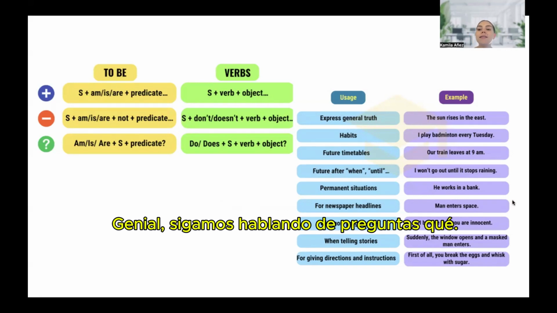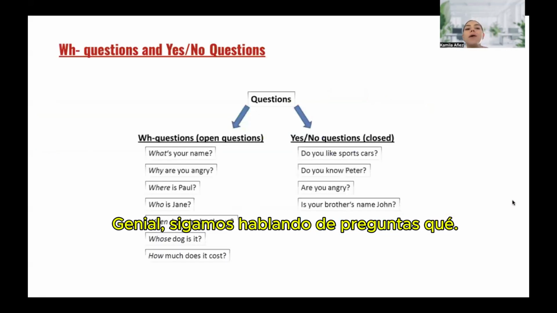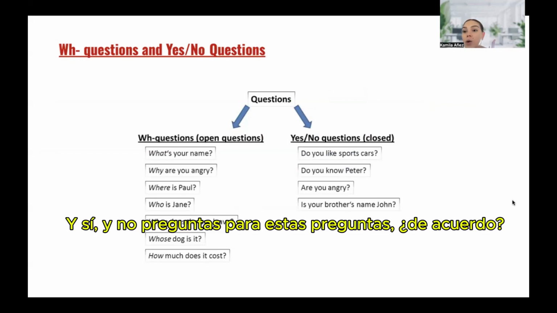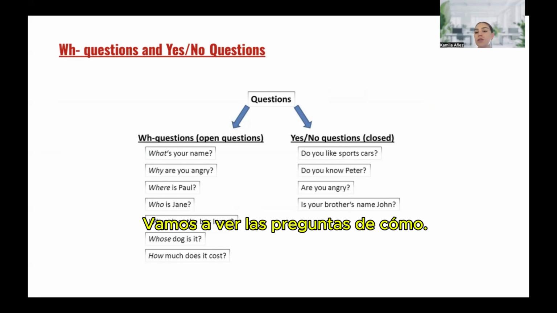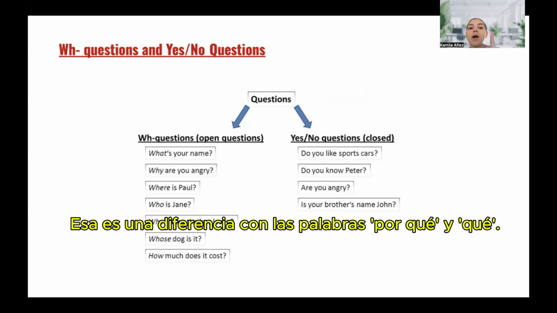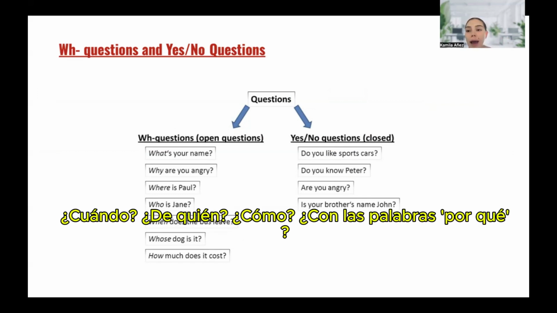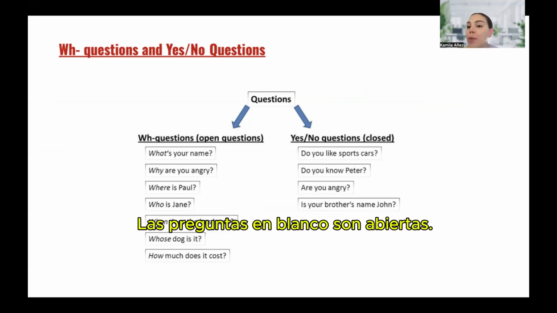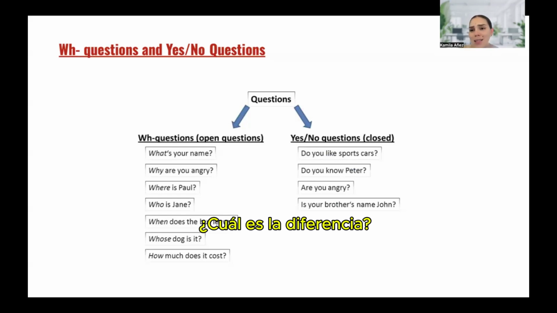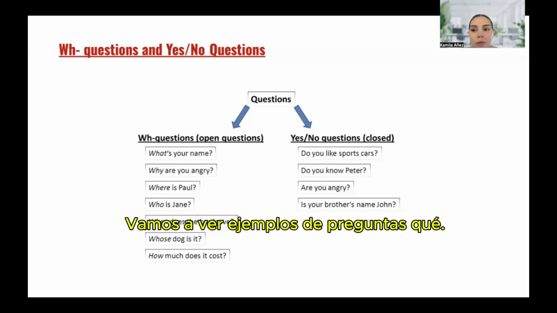Awesome. Let's keep talking about why questions and yes and no questions. Let's see the why questions. These are open questions. That is a difference. With why words as why, what, where, who, when, whose, how. With the why words, the why questions are open questions, and yes and no questions are closed questions. What is the difference? We're going to see some examples.